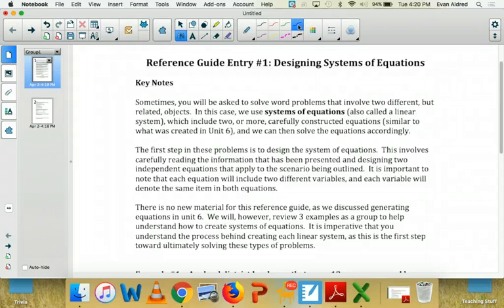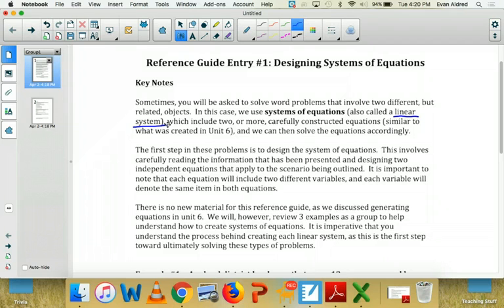In reference guides 2 through 5, we'll look at solving them. So when we talk about a system of equations, which is also called a linear system, we're talking about two or more equations that are related in some way. These equations will each have two variables in this course, and we will be figuring out how we can solve these pairs of two variable equations so that we can get values for each of the variables. Again, we won't worry too much about that last part, about getting the values, but we will in future reference guides.